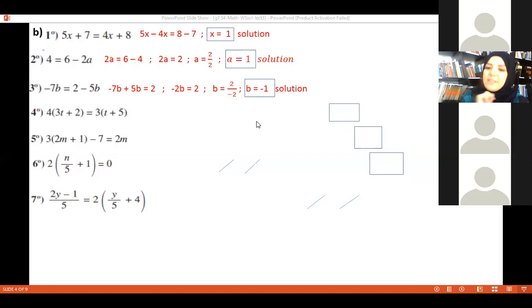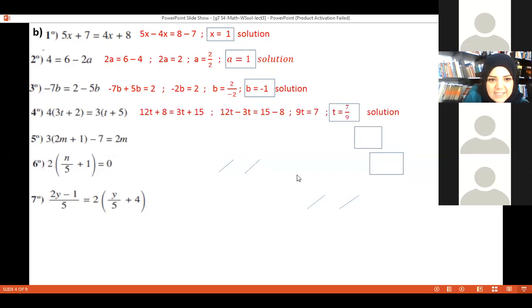So 4 times 3t and 4 times 2. Very good. So what does it become? 4 into 3t, 12t. 4 into 2, 8. Equals, what do I do now? 3t plus 15. Excellent, very good, Ali. So the first step is very easy. We get rid of the brackets, as you can see.